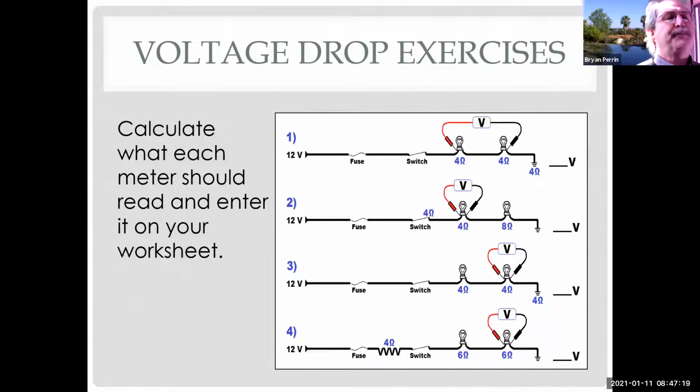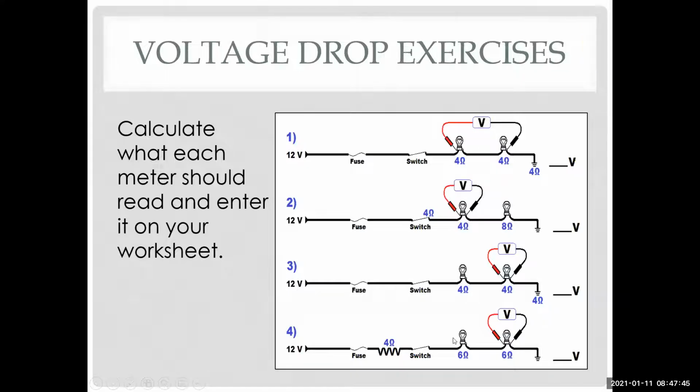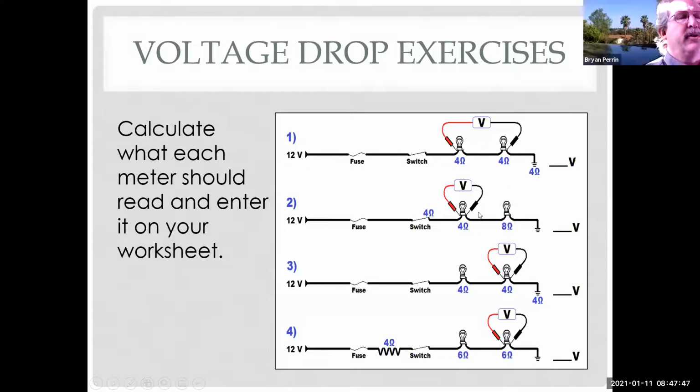What I've done here is I've added extra resistance. I have 4 ohms resistance in the switch, 4 ohms resistance in the ground, and 4 ohms resistance in the wire. So let's take a couple minutes and figure it out. When you figure your current flow, make sure you add the extra resistance into the total resistance of the circuit. Give you a minute or two to figure out 1 through 4 here, and then we'll go over them.